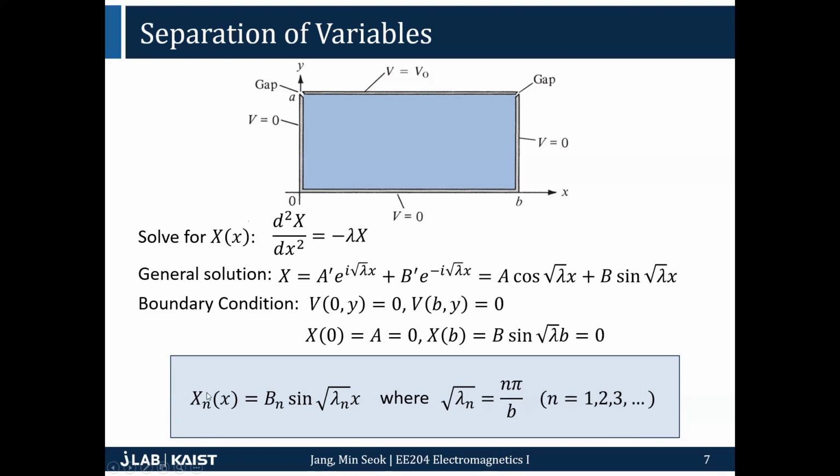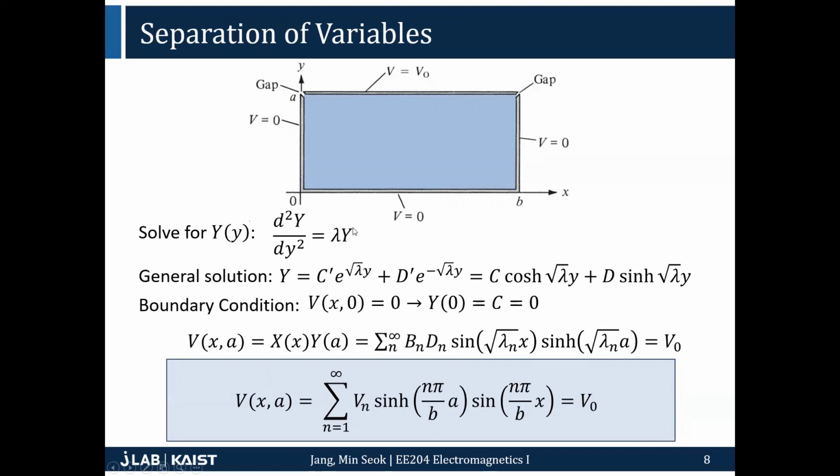And for each n, you can also obtain the Y function. If you apply the bottom boundary condition, you know that Y should be a hyperbolic sine function. Because we have a degree of freedom in choosing lambda, we have many available lambdas, defined by n pi divided by b. So we have many of these: sinh of n pi y over b, times sin of n pi x over b.